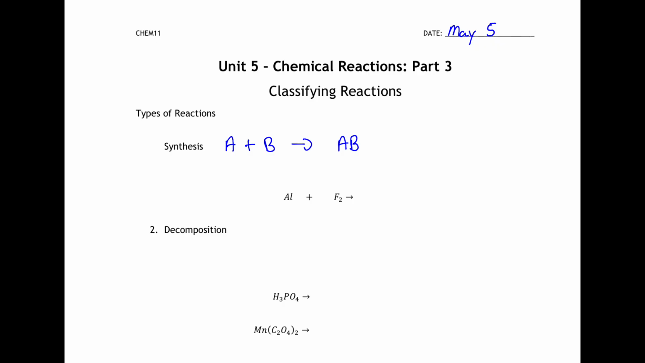We can't make or destroy elements. If we start with A and B, we can't make C, a different element. That's not possible. We can't do that. So we basically take elements by themselves into a compound.